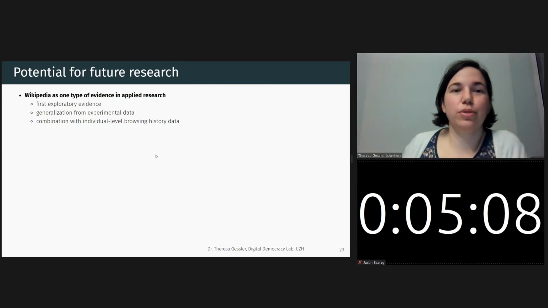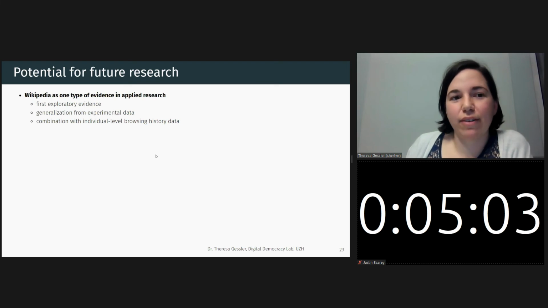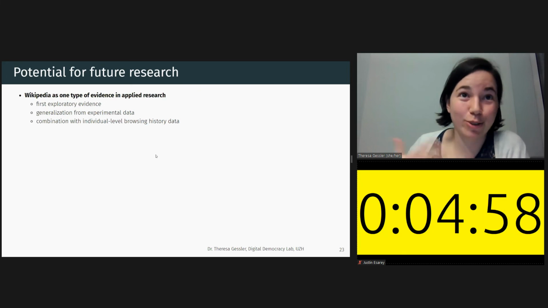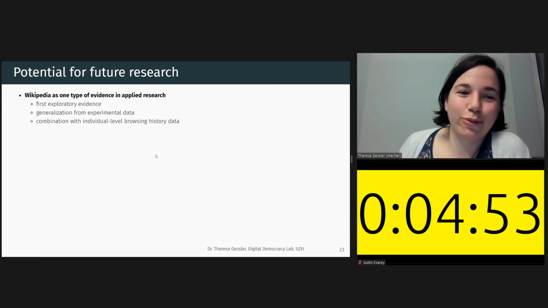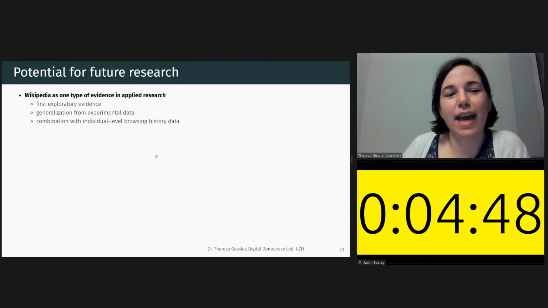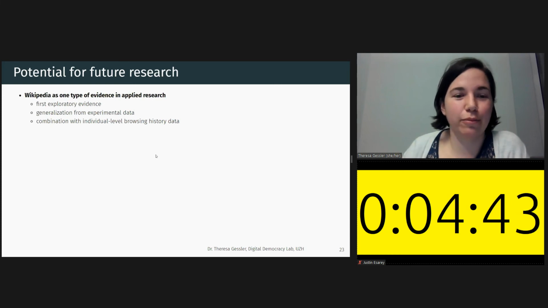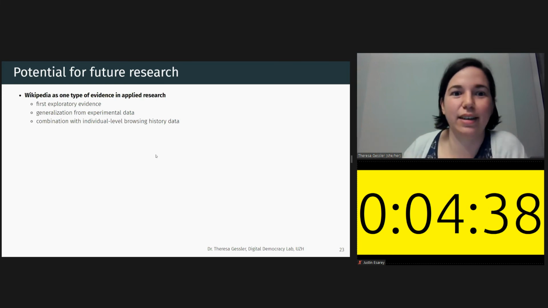How should we then use Wikipedia? I would basically make 4 suggestions. One is that I think Wikipedia is best used as one type of evidence in applied research. So even though I'm talking about how to use Wikipedia, I'm not recommending this as a good for everything and always strategy. I think on the one hand, it can provide first exploratory evidence, or it can help to generalize from, for example, experimental data to a more broader population. So basically combining this data with other data sources is important.